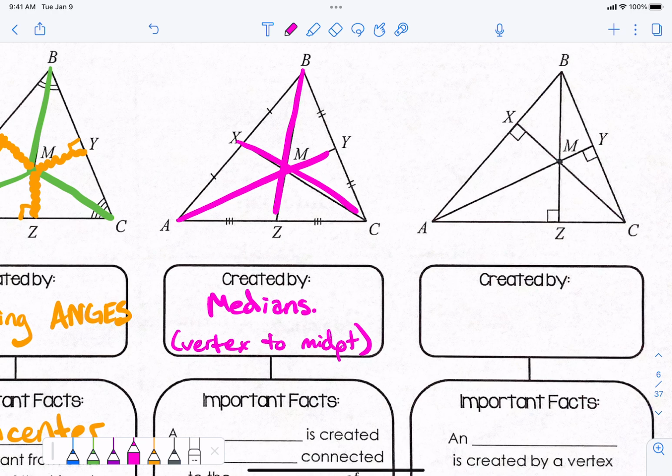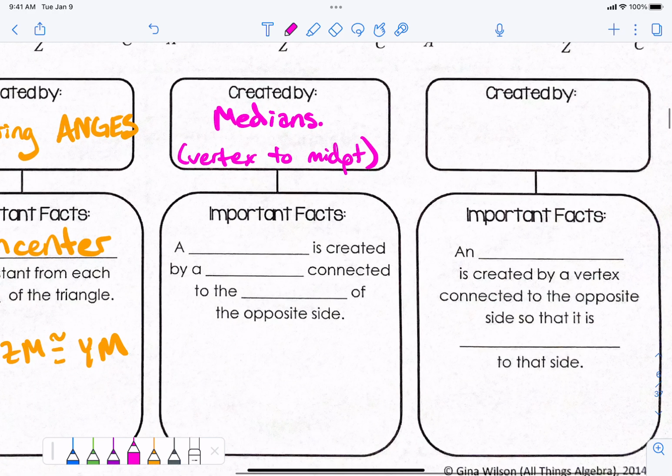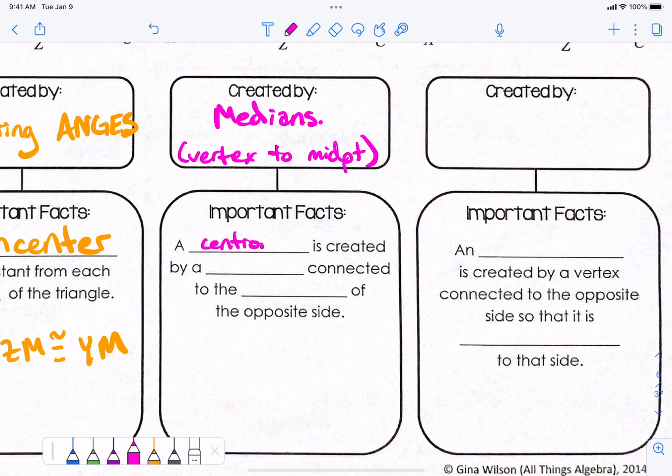Created by the medians. We're taking those three medians and meeting them in the middle. Vertex to midpoint. The centroid is the center of gravity. Important facts: a centroid is created by a vertex connected to the midpoint of the opposite side. We're connecting the vertex to the midpoint of the opposite side. Vertex to midpoint, that's what a median is, okay? I'm going to put in here 1/3, 2/3 relationship.